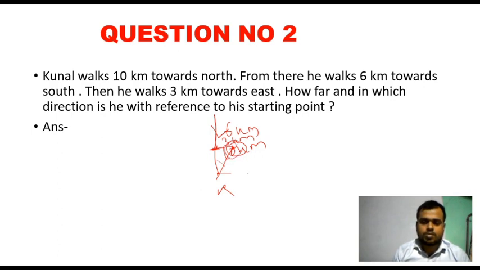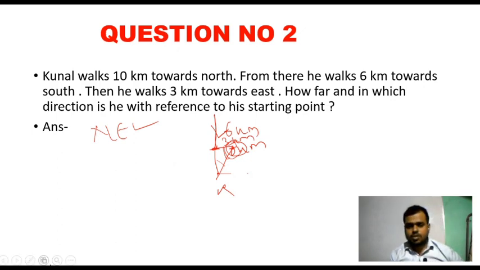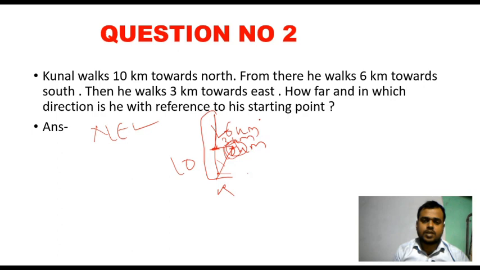Now this point is what? This point is northeast. So the answer is northeast. Now for how far: the total is 10 and this is 6, so the remaining part is 4. This is 4 and this is 3.